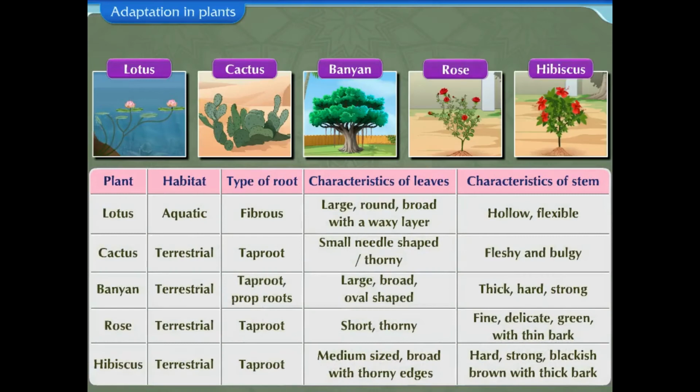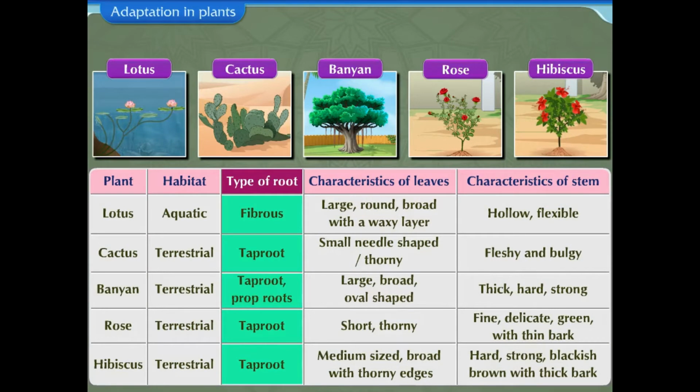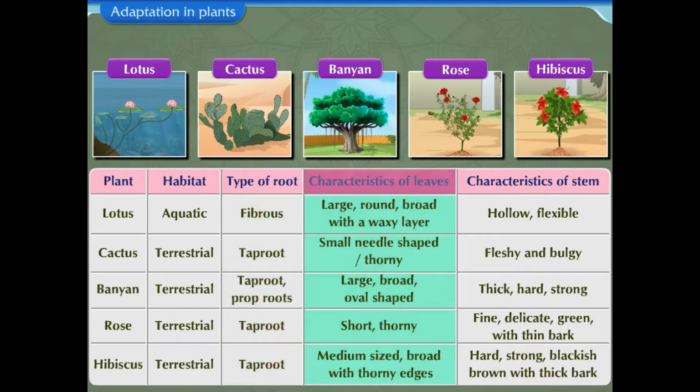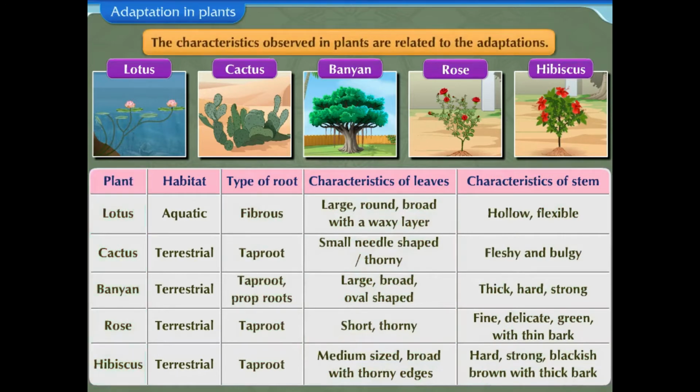We can see similarities and differences in the habitat, types of roots, as well as in the structure of leaves and stems in all these plants. The characteristics observed in plants are related to the adaptations. Let us study about it step by step. Adaptation in aquatic plants.